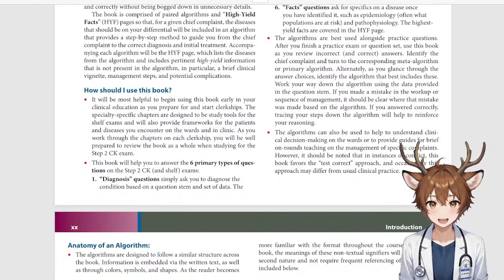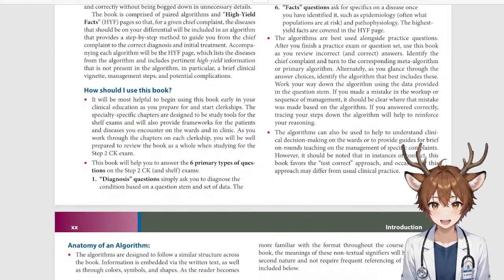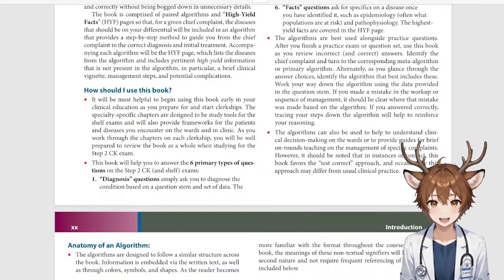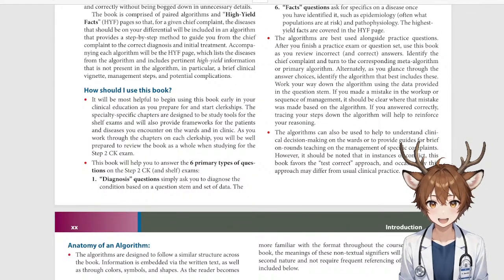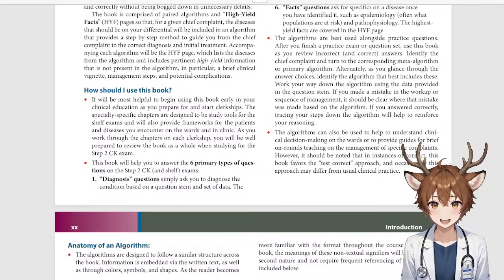Fair enough. The algorithms can also be used to help you understand clinical decision making on the wards or to provide guides for brief on-rounds teaching on the management of specific complaints. However, it should be noted that in the instance of conflict, this book favors the test-correct approach, and occasionally this approach may differ from the usual clinical practice.